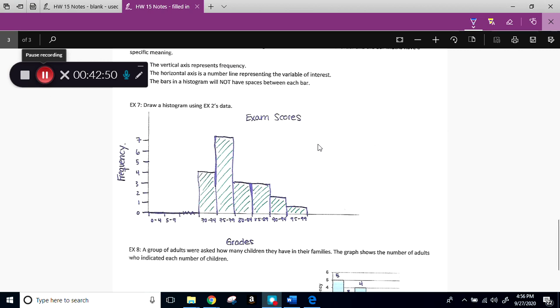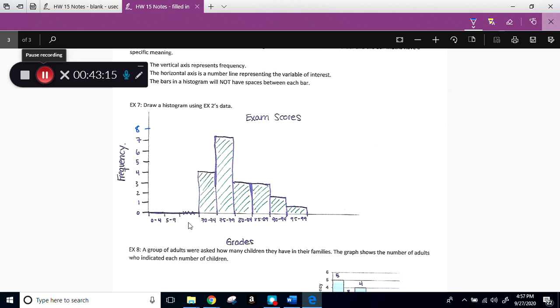Okay, so you may want to pause this and look at this, but first off, before you pause it, your frequency goes on this side, 0 up through at least 7. You really should go up more than 1. If the top one is 7 for frequency, then you go to 8. But down here, these are your ranges on your scores, on your grades. So write grades down here.